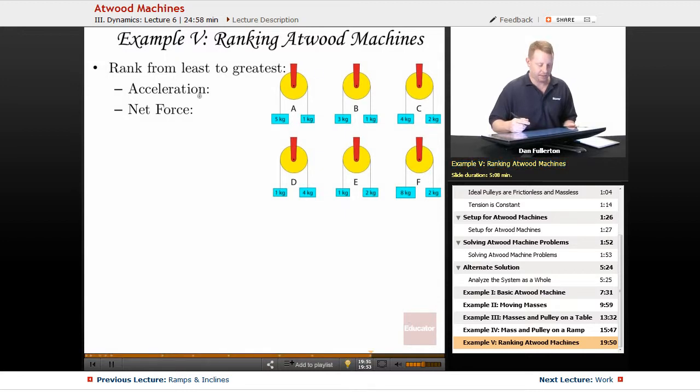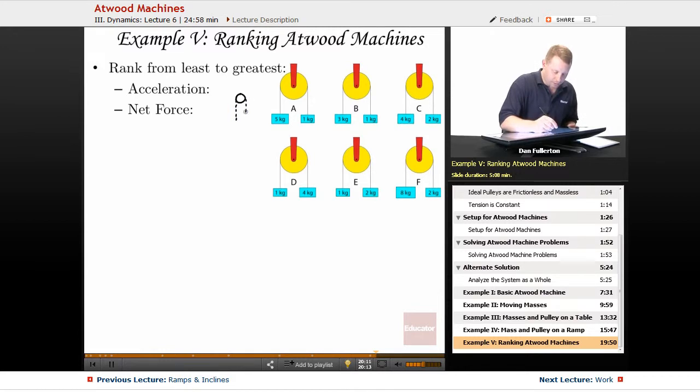Ranking task. Rank from least to greatest the acceleration and net force of these 6 different Atwood machines. Well, the first thing I'm going to do here with all of that data is solve it generally without plugging in the values. I'm going to do this one from a systems approach.